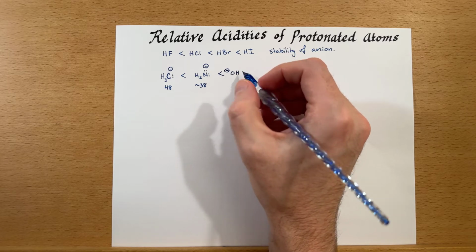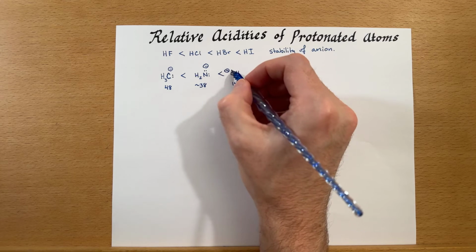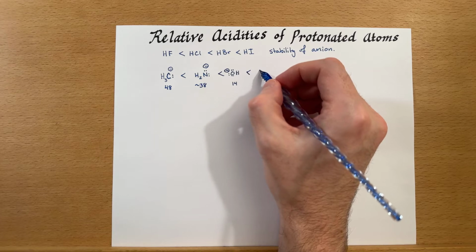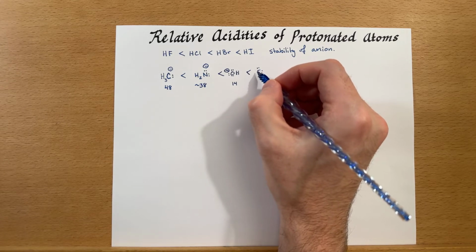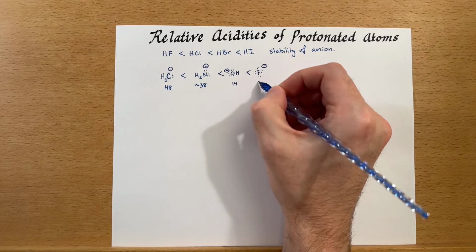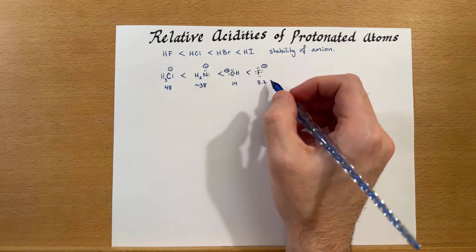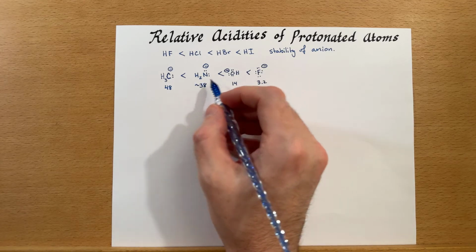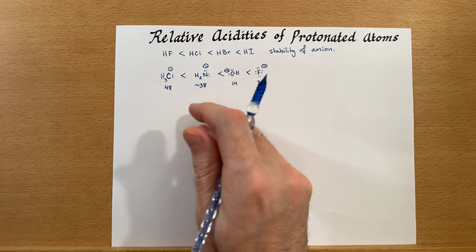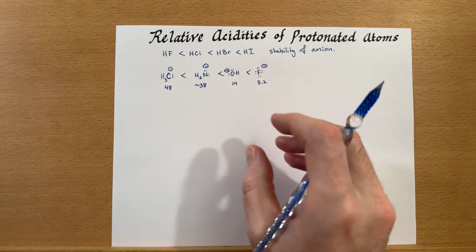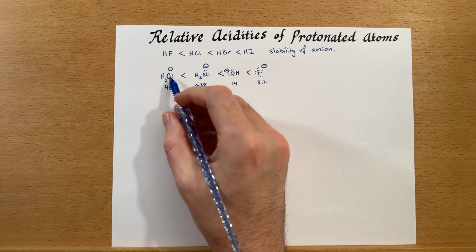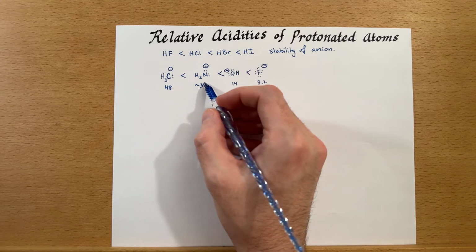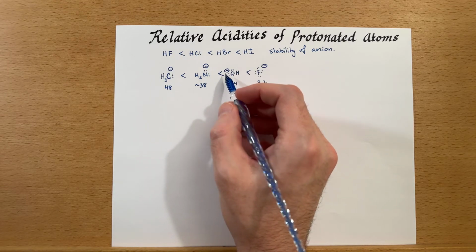Hydroxide, pKa for water is 14. So we're getting more stable. And then fluorine is the most stable out of this group, 3.2 pKa. So out of this row, you'll notice that all of these are in that same 2p row, the second row of the periodic table, and we're moving across, increasing in electronegativity. And as we increase in electronegativity, the negative charge gets more stable.